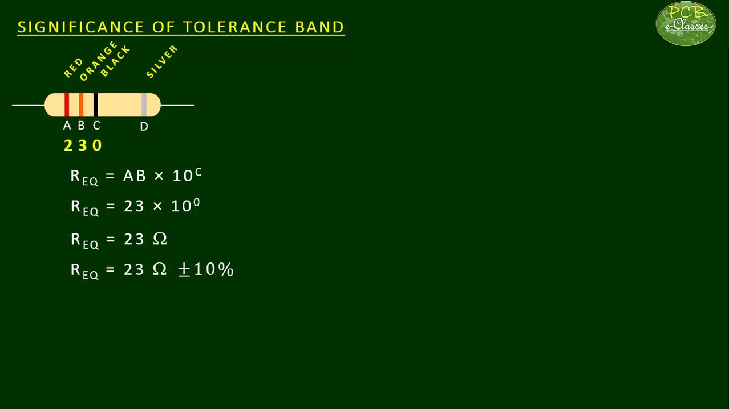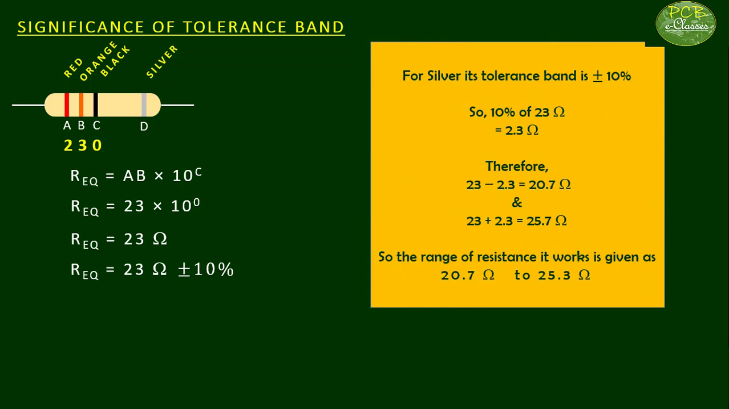We'll see it in a detailed way. So 23 we have taken for the silver, it is 10%. So 10% of 23 is 2.3 ohm. So we take 23 minus 2.3, one we are getting as 20.7 ohm. Another is 23 plus 2.3, that is 25.3 ohm. That means the range of resistance it works in is from 20.7 ohm to 25.3 ohm.